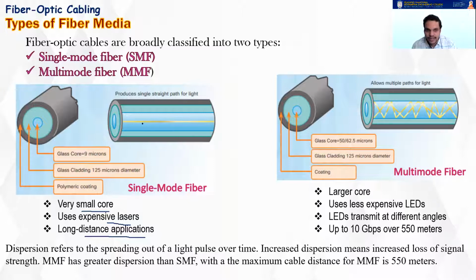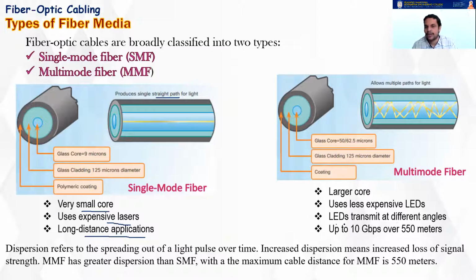If you check it out, the single mode fiber has less diameter and the multi-mode has more diameter, and it also has the capability of transmitting multiple paths rather than a single path of light. In a single mode fiber, you only have a single straight line, only one light pulse will go, whereas in the multi-mode fiber you can have multiple light pulses traveling at the same time.